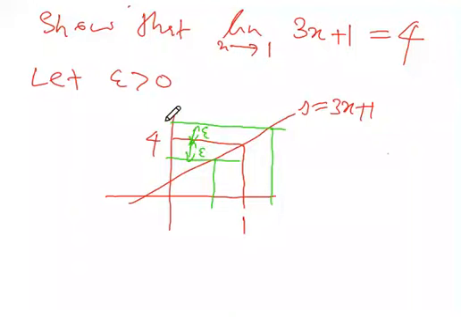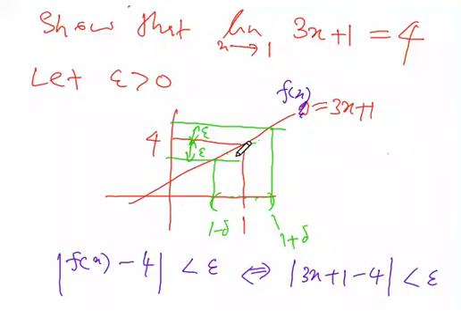Now let's consider this strip. Let's see whether we can find a delta. That delta depends on this epsilon, such that all x between this interval, which is 1 minus delta to 1 plus delta, map into this area here. Let's see if we can find this delta. That delta depends on epsilon.